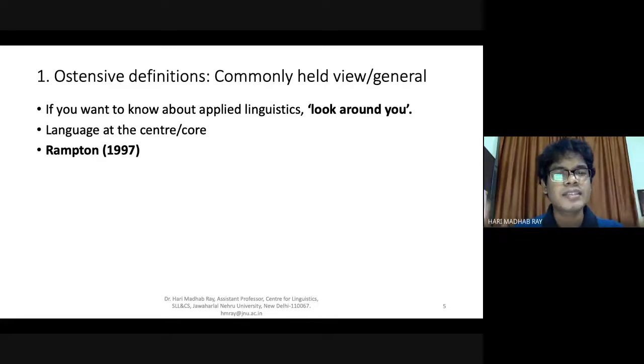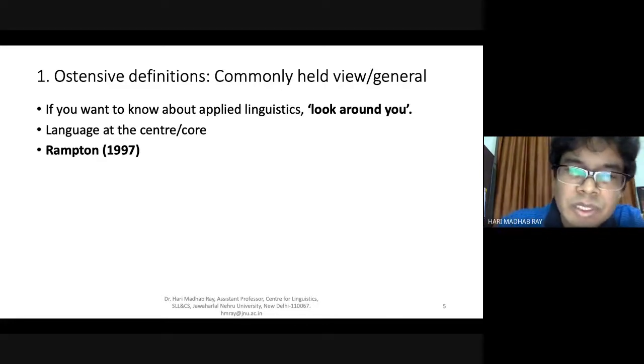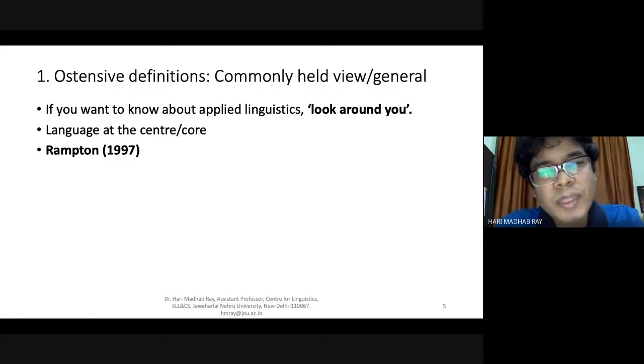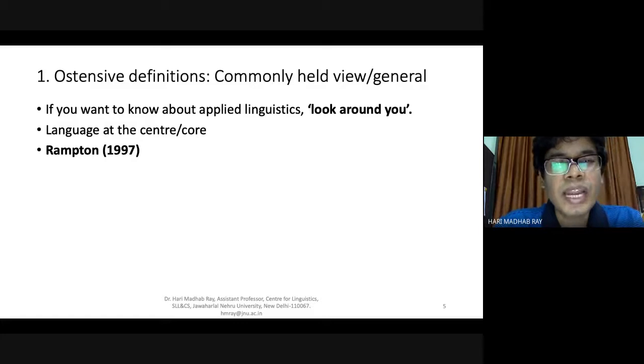So that's what I'm saying. Language is at the center, the core of human life or of human existence. It is very difficult to imagine our life without language. Though it is an online lecture, just think that you haven't talked to a single person for more than two or three days. You must be living in a different world.